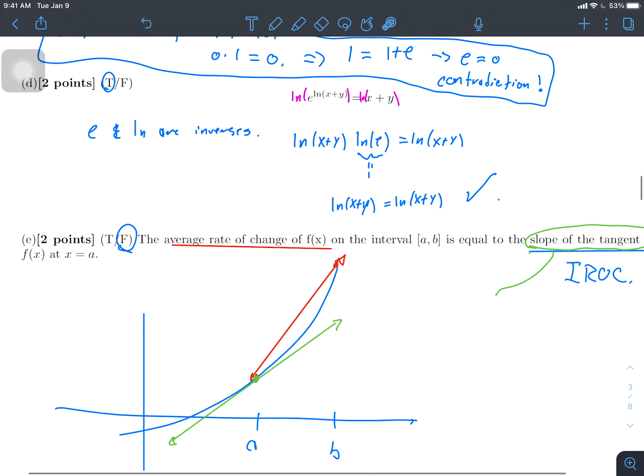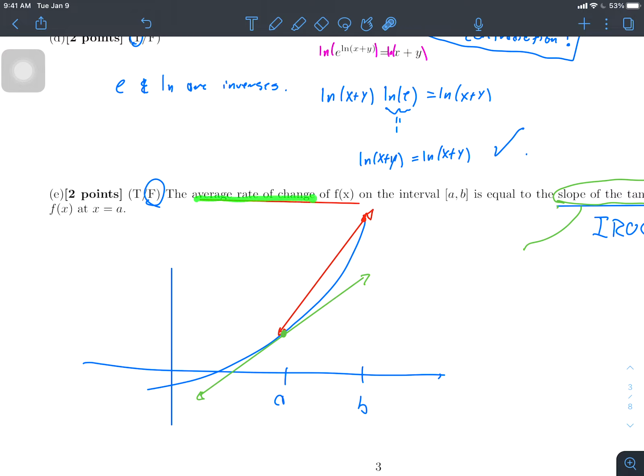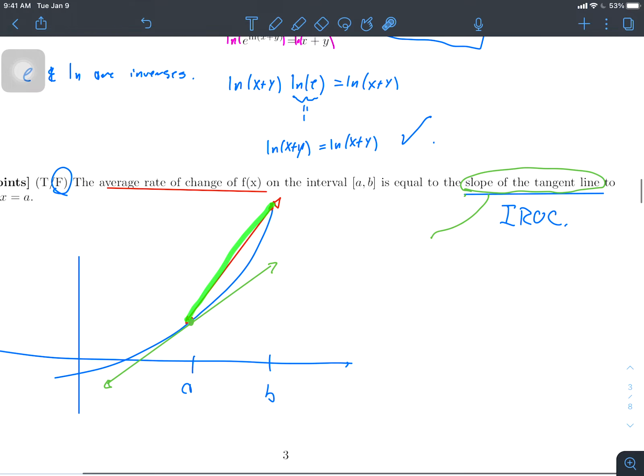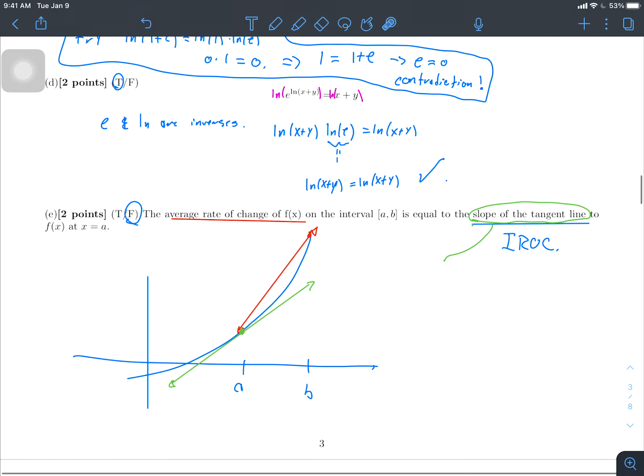Okay, so a graphical way of seeing that is the average rate of change, right, is the slope of the line which passes through a comma f of a and b comma f of b, right? So it's the slope of this red line, whereas the slope of the tangent line can be seen in green here, okay? This tangent line comes in, just barely kisses our function at one point and moves on in the same direction, and we can see that the slope of the green line is not the same as the slope of the red line. So this is an example of when the average rate of change of f of x on the interval from a to b is not the same as the slope of the tangent line at a.